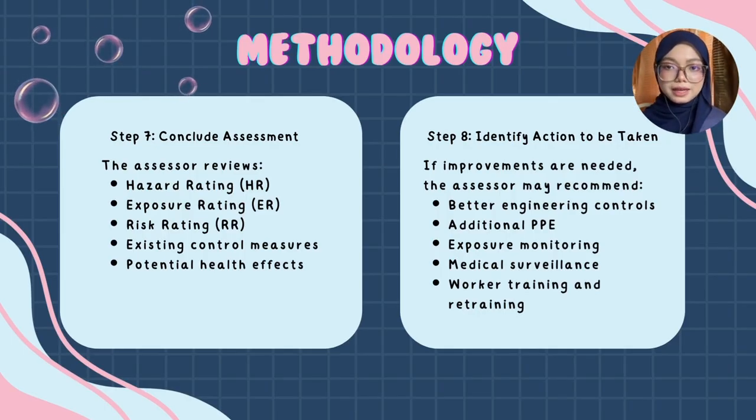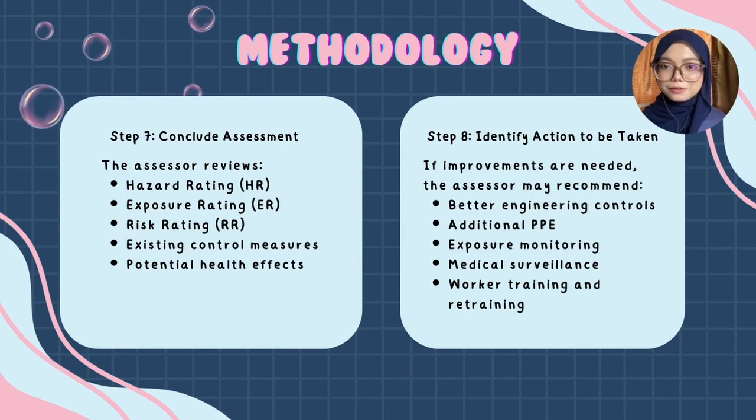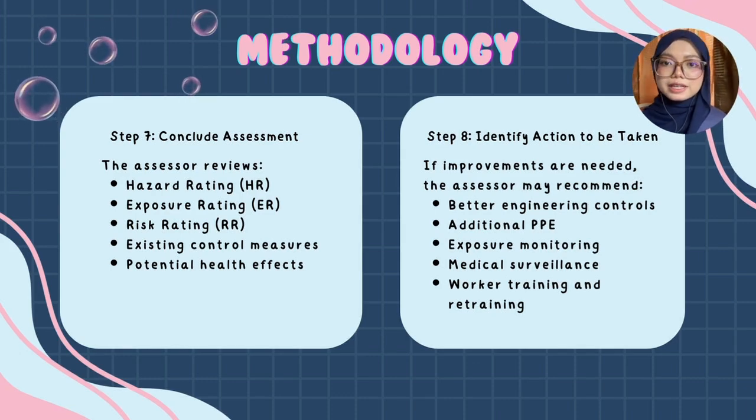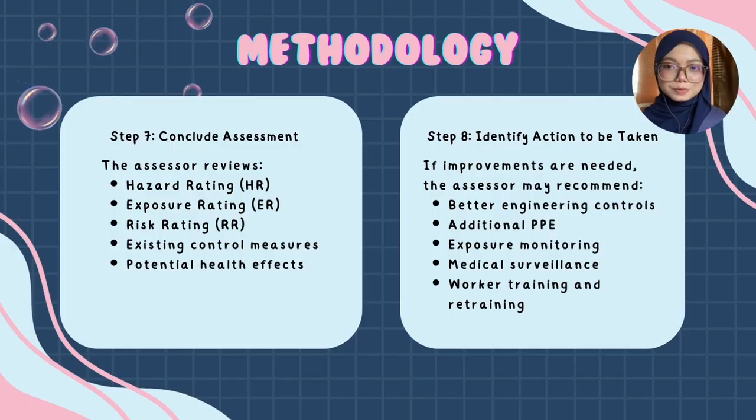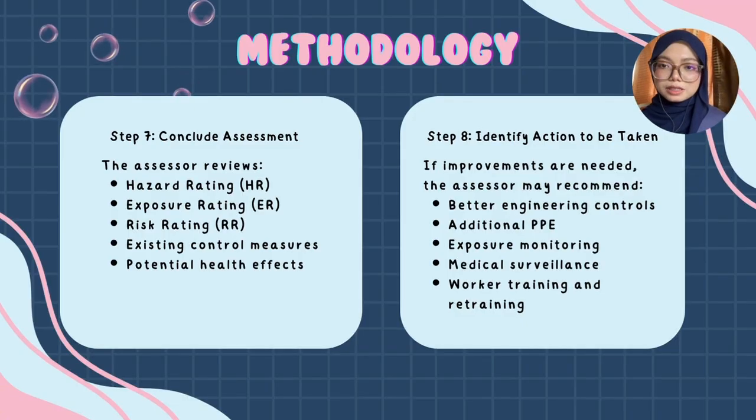Then, in step 8, appropriate actions are recommended. These actions may include improving engineering control, providing additional PPE, conducting exposure monitoring, implementing medical surveillance, and providing worker training or retraining. The purpose is to further reduce workers' exposure and ensure compliance with the regulations.